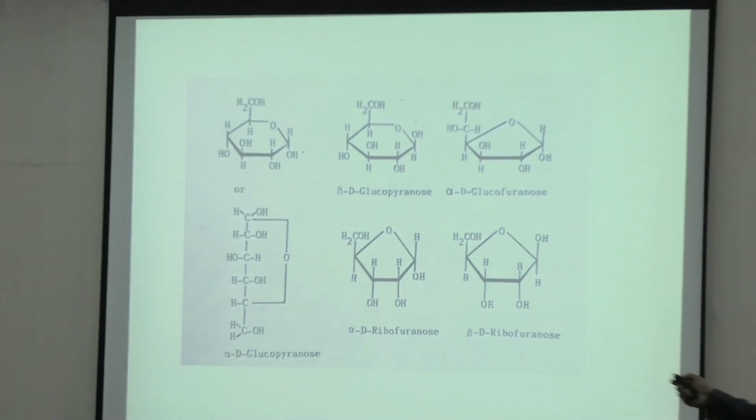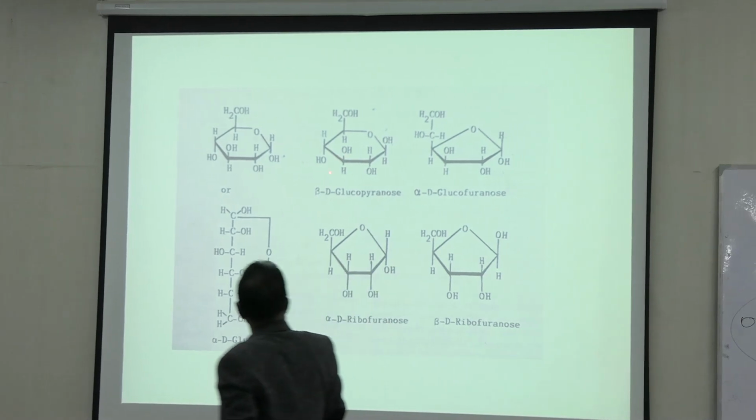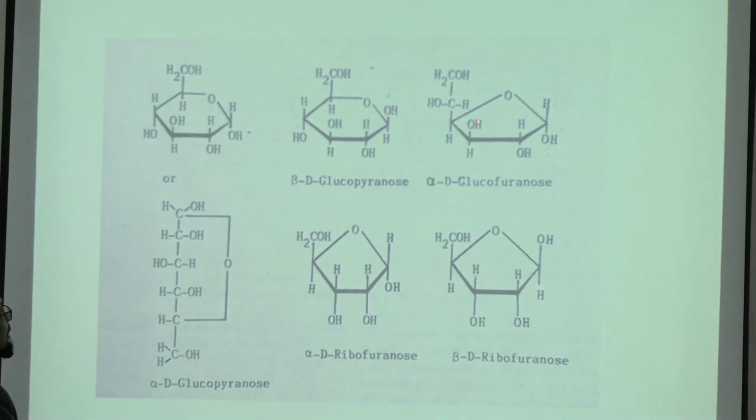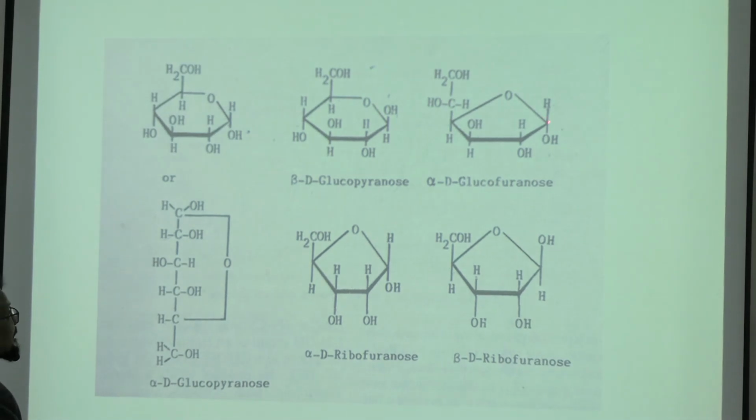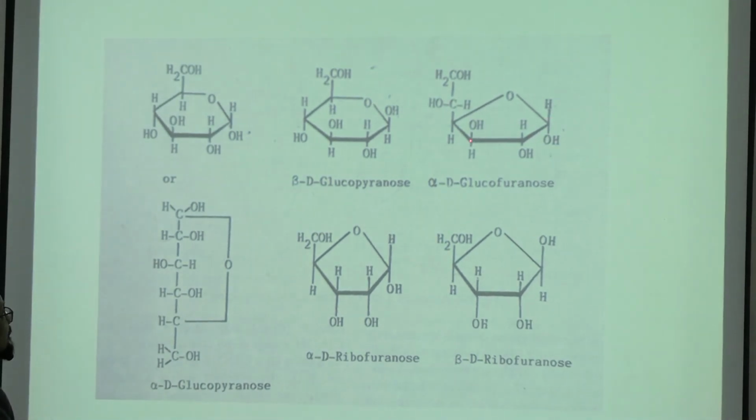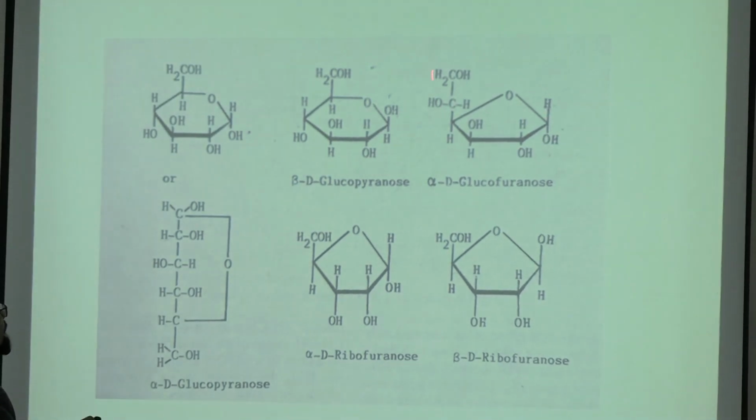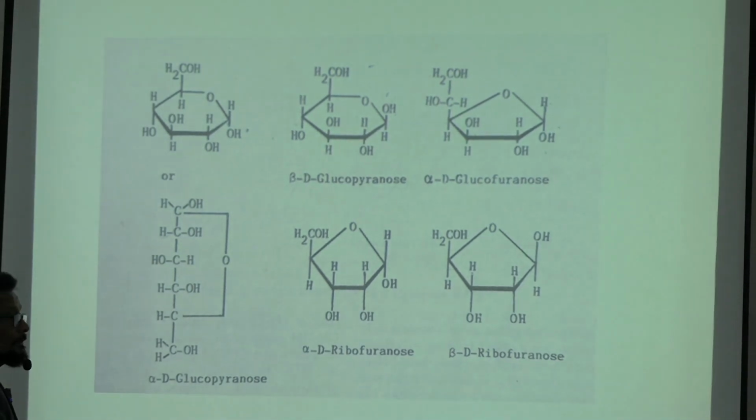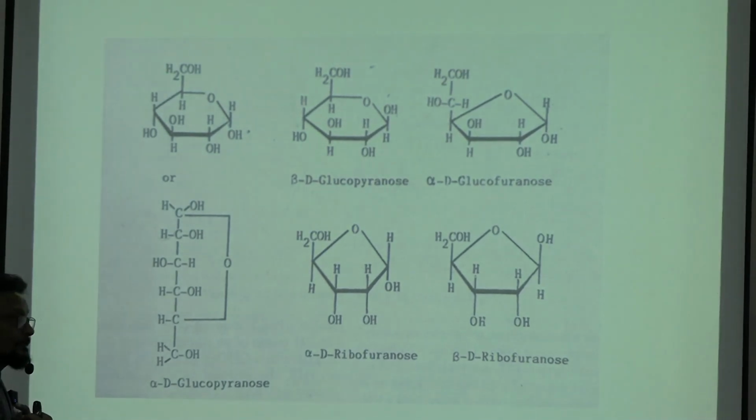Okay. Now see. This is what? Glucopyranose. Glucofuranose. 1, 2, 3, 4 carbon. Here it is 1 carbon. Here it is 1 carbon. Here there is 1 carbon. So 4, 5, 6. 5.